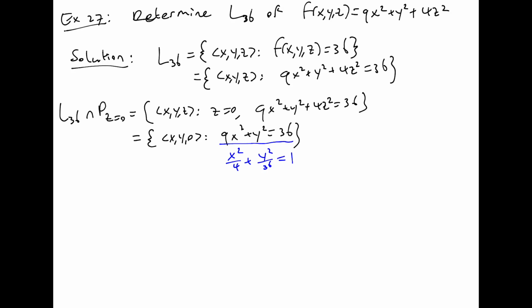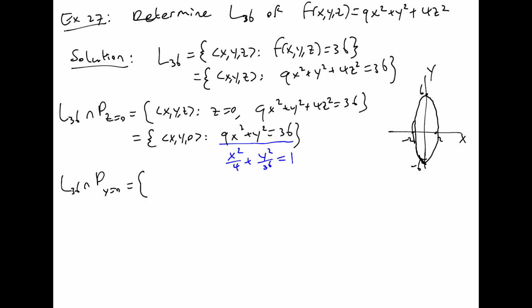So if we make a picture in the xy plane, we see that this is an ellipse with x-intercepts at plus or minus 2 and y-intercepts at plus or minus 6. So it will look like this. That is the picture of that ellipse. Okay, let's do the same thing for the other ones.